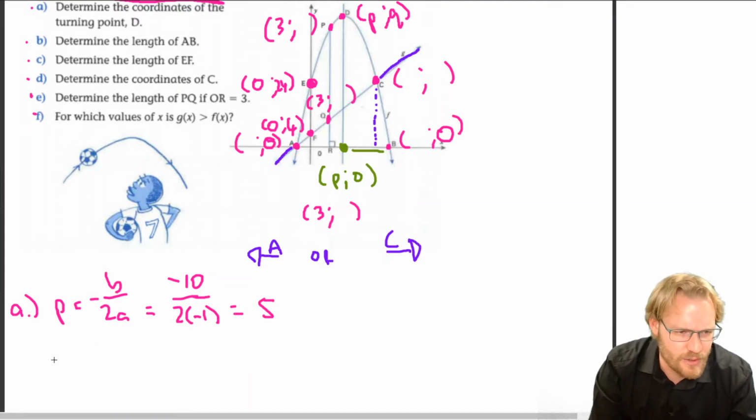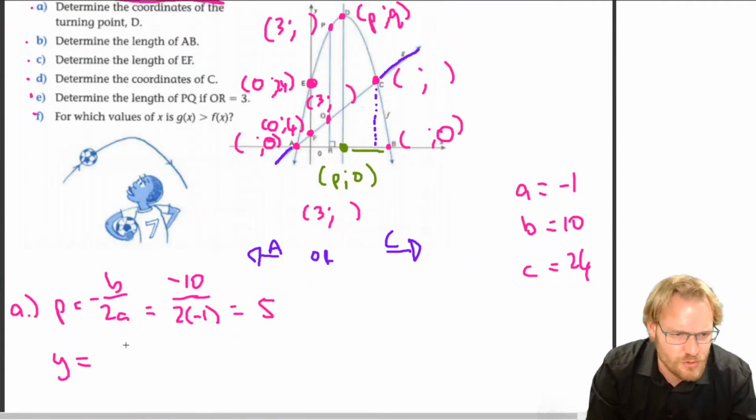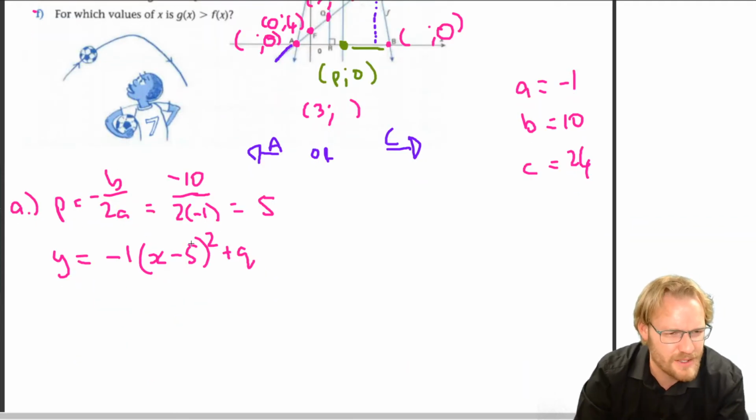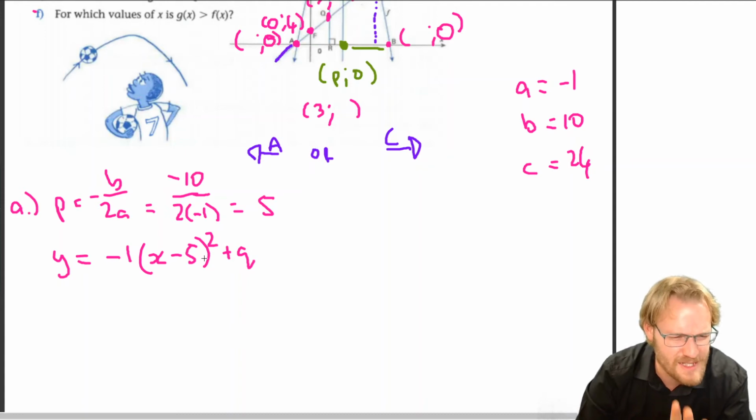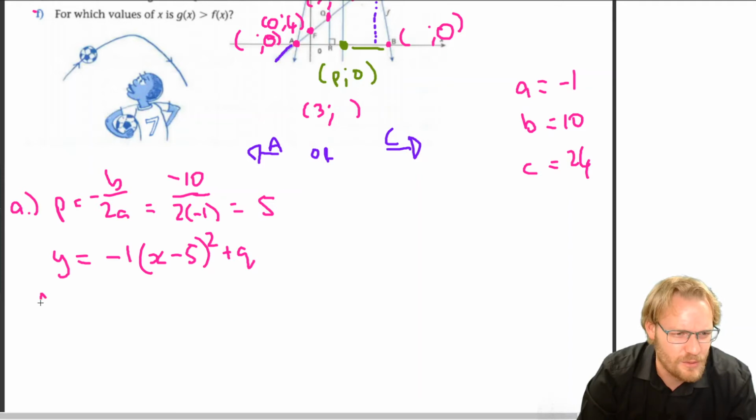So in other words, our equation so far looks like y equals a. Well, we know what a is. And a few of you are doing this, and I like this. You're saying, well, a is minus 1, b is 10, and c is 24. So y equals a, a is minus 1, x minus p, so minus 5 squared plus q. Don't know what q is yet, but as I said, I was actually picking this up from your work. You're writing down this bit first instead of jumping ahead and then going, okay, well, what is q? q is f of p.